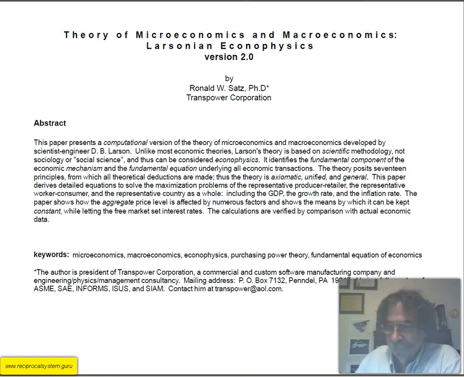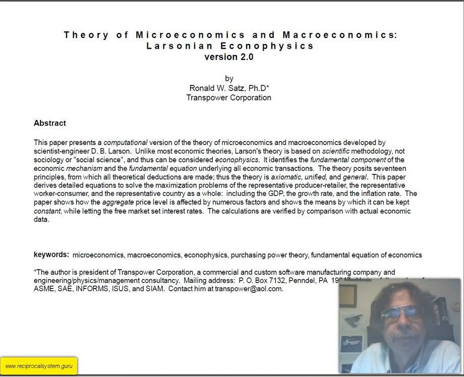The title of the paper is Theory of Microeconomics and Macroeconomics, Larsonian Econophysics. This is real scientific economics. It completely supersedes Keynesian economics and all the other nonsensical economic theories out there, just as the reciprocal system supersedes most of modern theoretical physics.